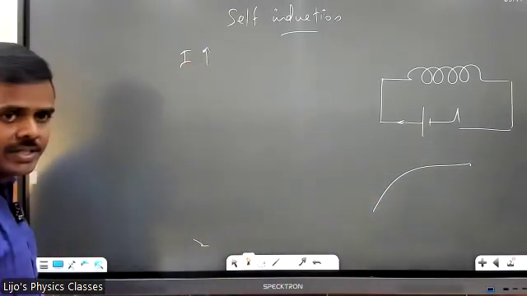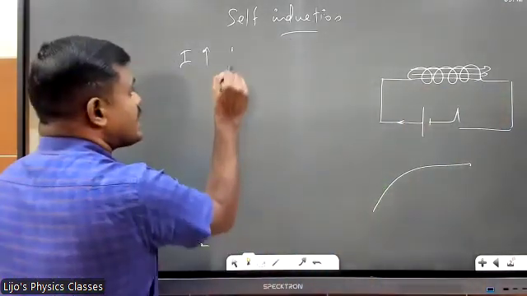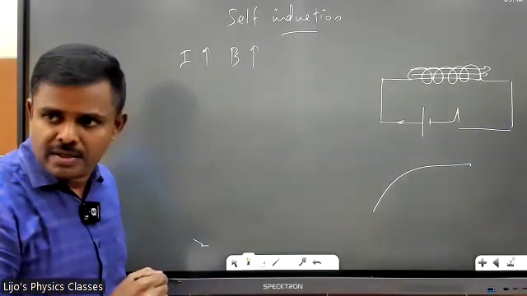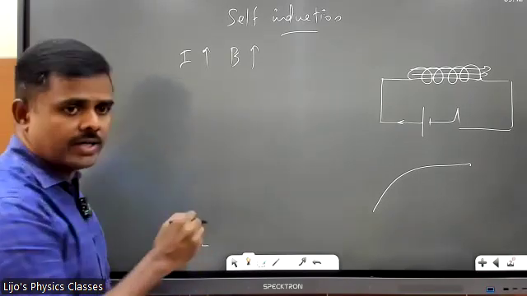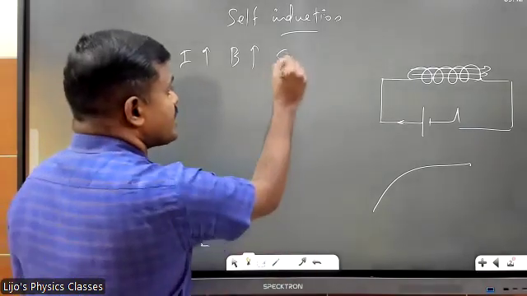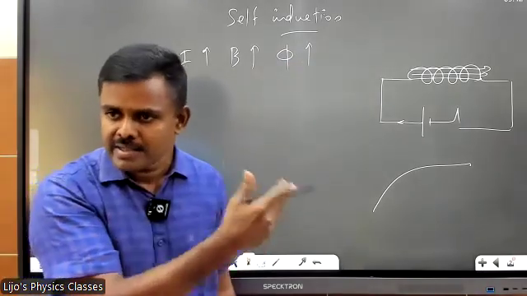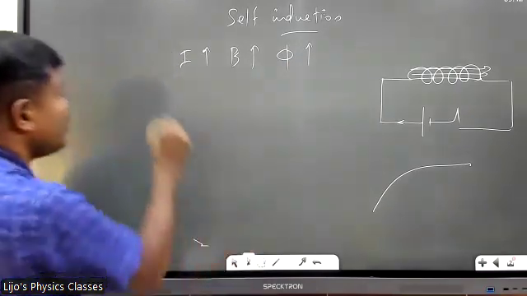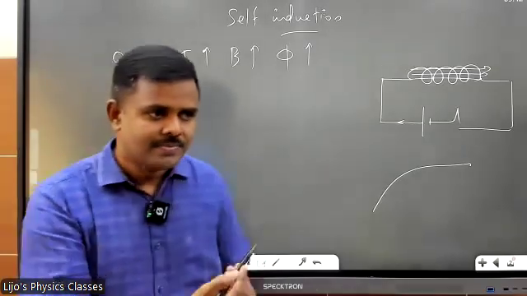What happens when current increases? The magnetic field inside will increase. Inside a solenoid, there is a magnetic field. I'll show you later. Magnetic field increases means flux increases. The technical term is flux; it's nothing but the magnetic field itself. So when you switch it on, the current increases, the magnetic field increases, flux increases.